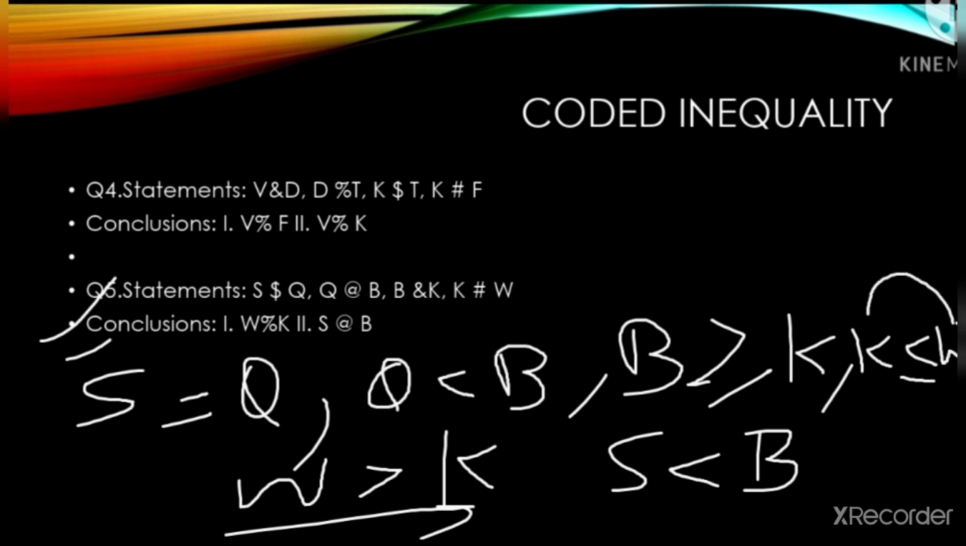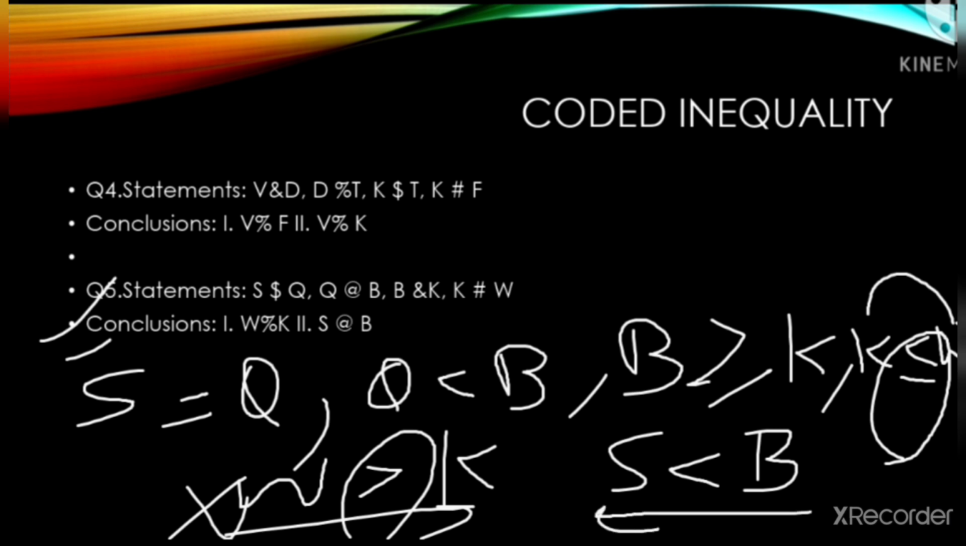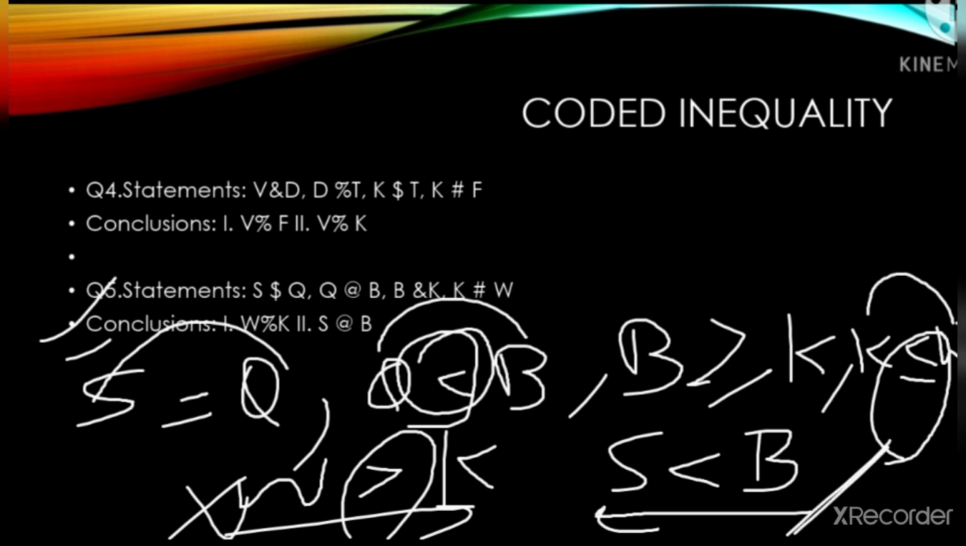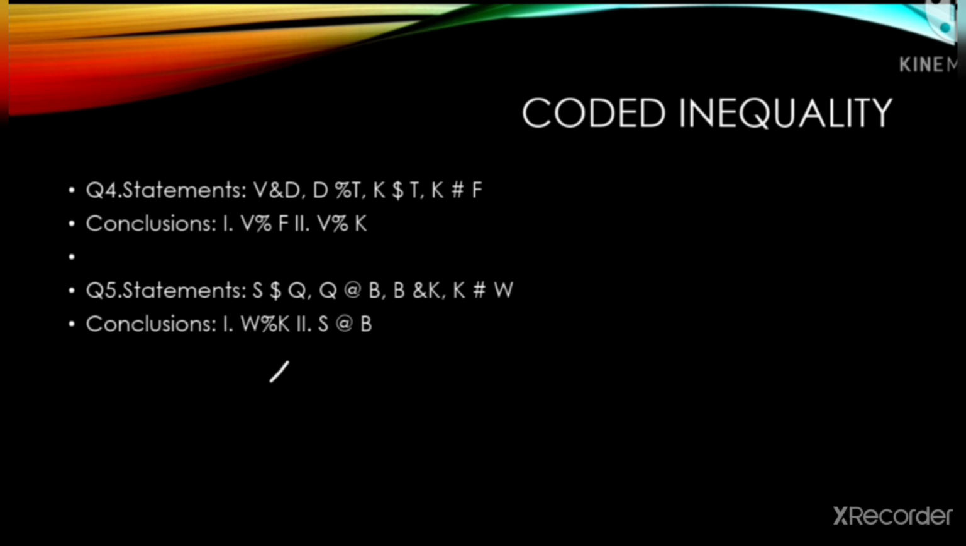We can move from w to k, but we do not have this greater than sign minimum one time. We have smaller than or equal to. So in this way it goes wrong. Next is b greater than s. We need to move forward from b to s. We can go from b to q and from q to s, and the minimum one time requirement also goes fulfilled. So in this way the second one is true.